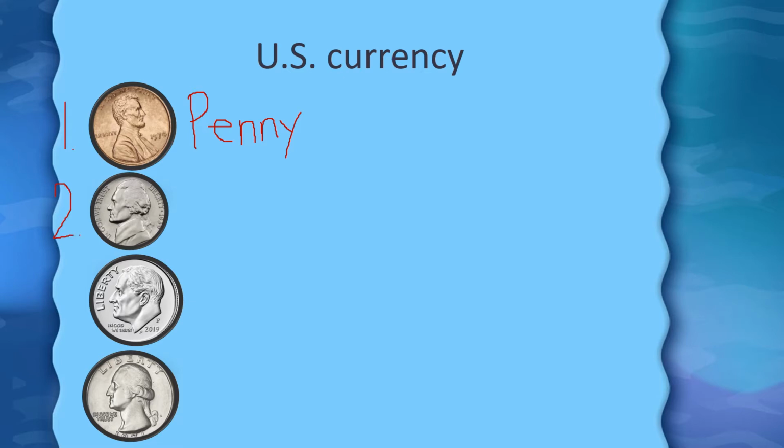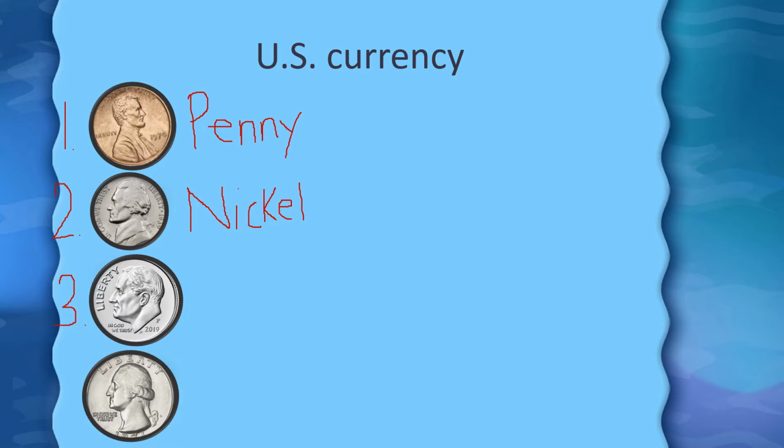The next coin has a silver color. Can you guess the name of this coin? If you say nickel, you are correct. It is a nickel, so let's write nickel down. So this coin is named a nickel. Let's go to the next coin.